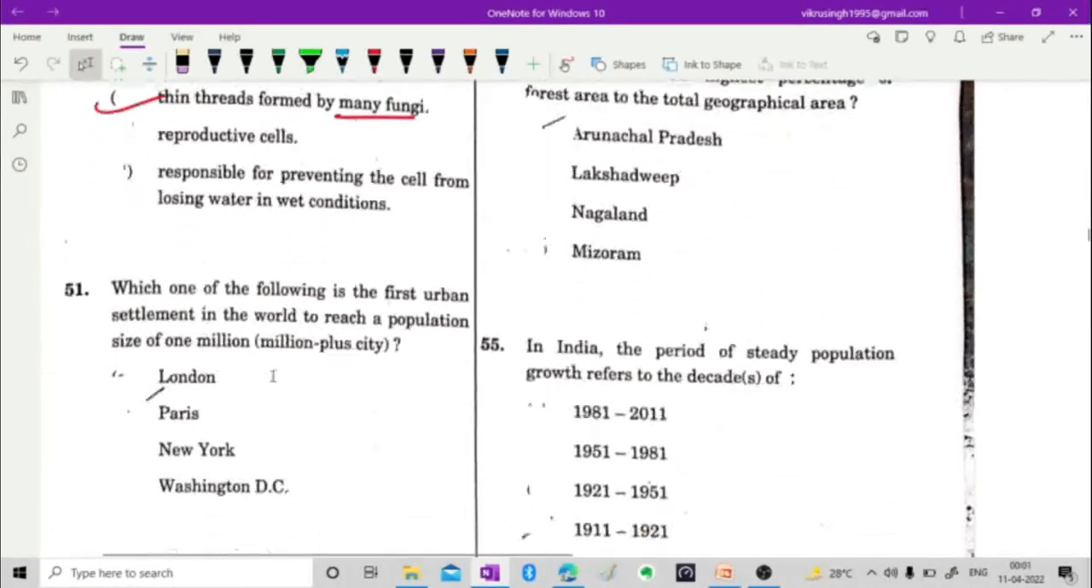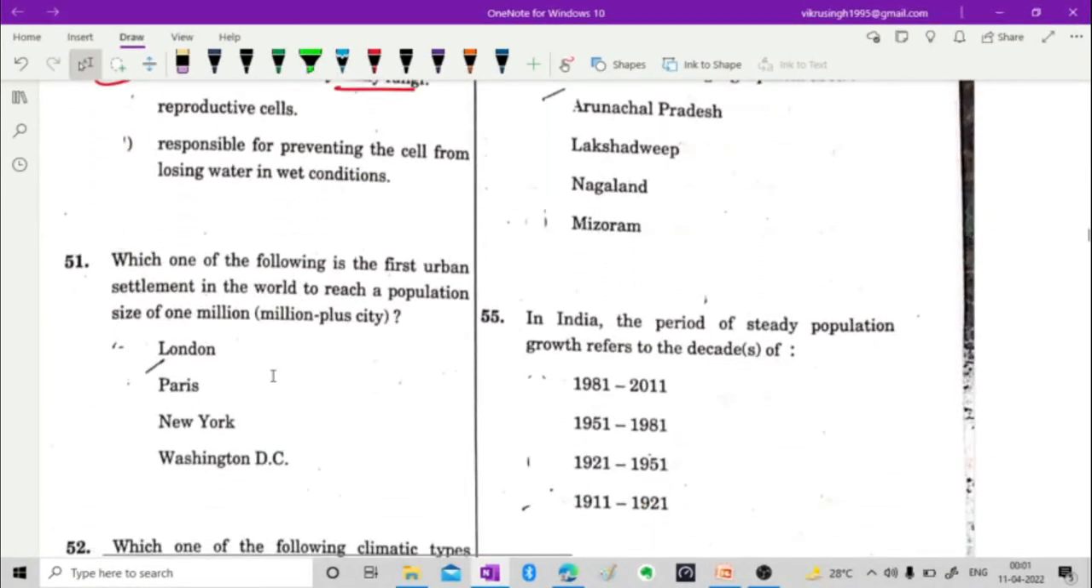Option number B. Which of the following is the first urban settlement in the world to reach a population size of 1 million? Which one was it? London. Option number A.